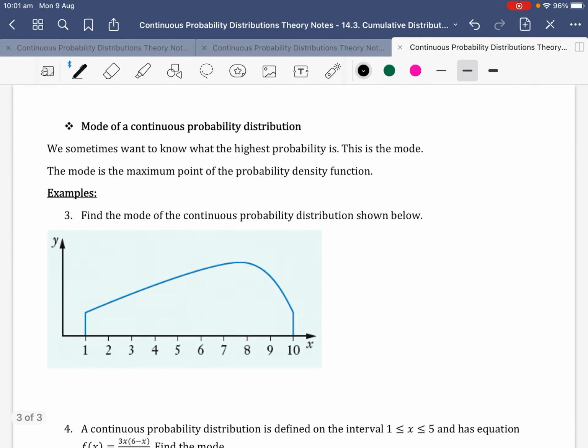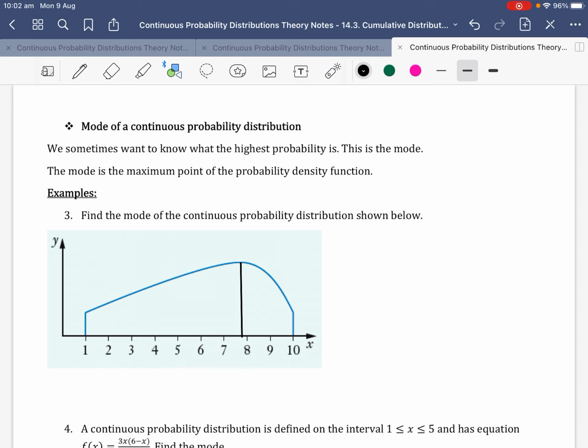Okay, moving on, we have the mode of a continuous probability distribution. We sometimes want to know what the highest probability is. This is called the mode. So the mode is the maximum point of the probability density function. For our example, we want to find the mode of the continuous probability distribution shown below. So we want to find where the highest point is. It would be roughly here. Okay, so we can only estimate.